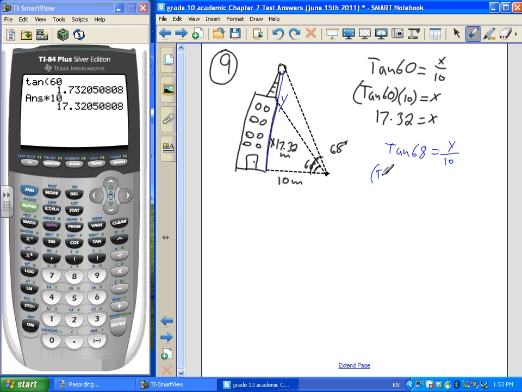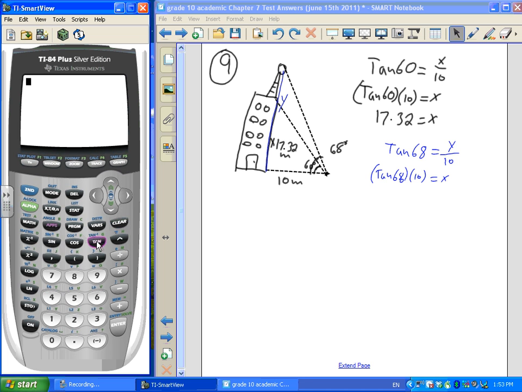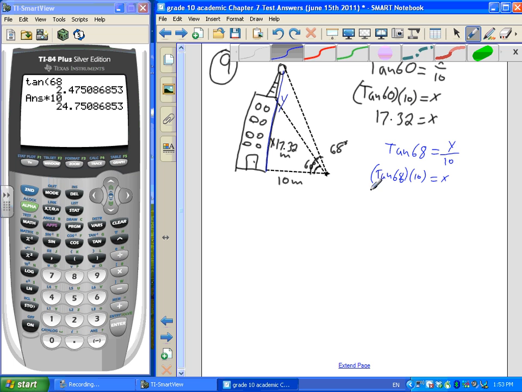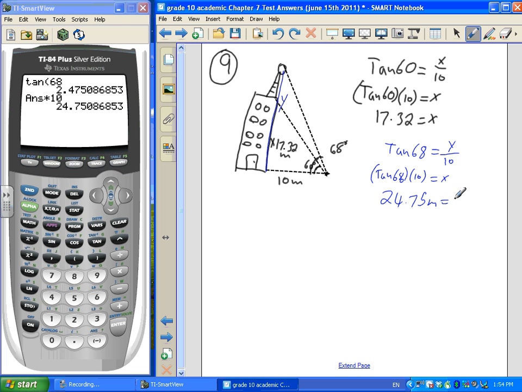Exact same idea. Let's bring the 10 to the other side of the equation. Tangent 68 is equal to, and then times 10. So the height of the tower plus the building is 24.75 meters. Now, in order to find the height of the tower, it is equal to y minus x.